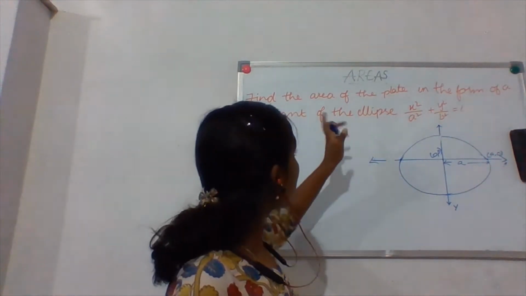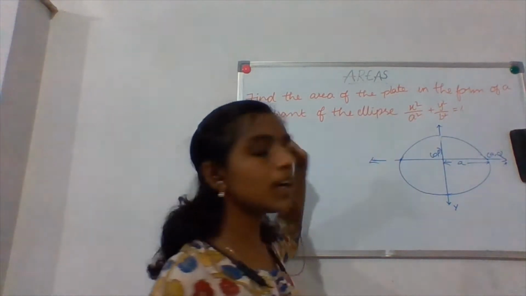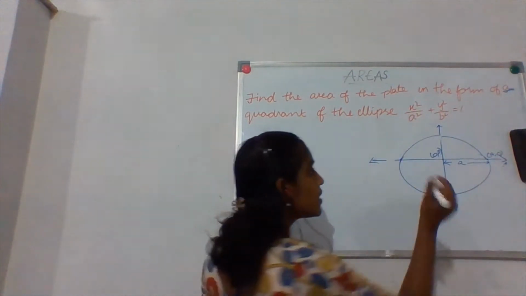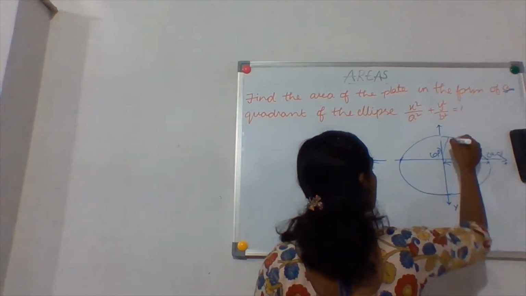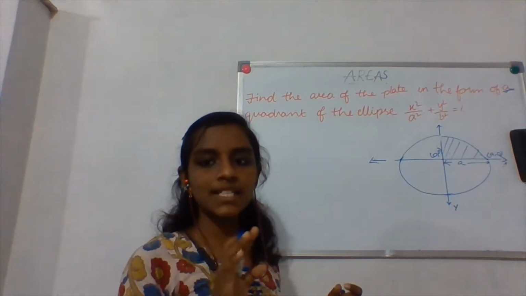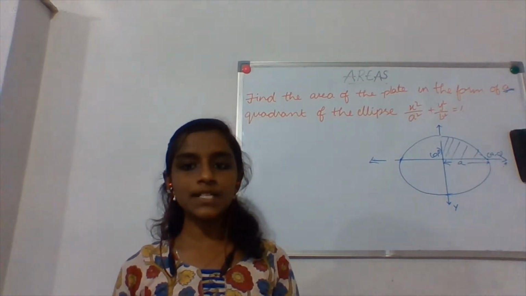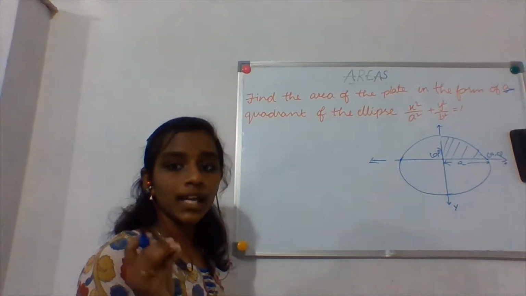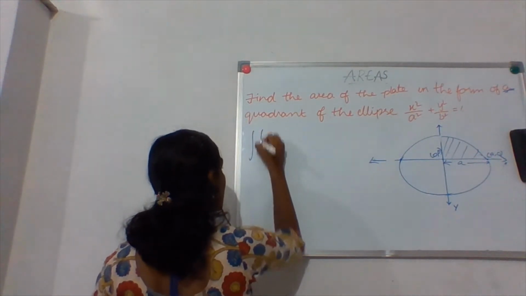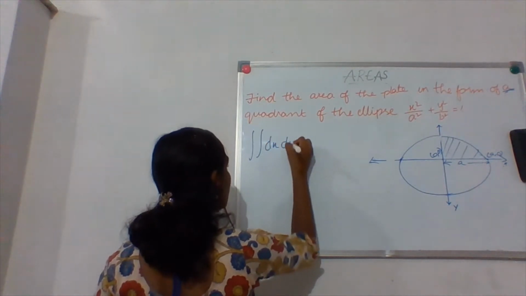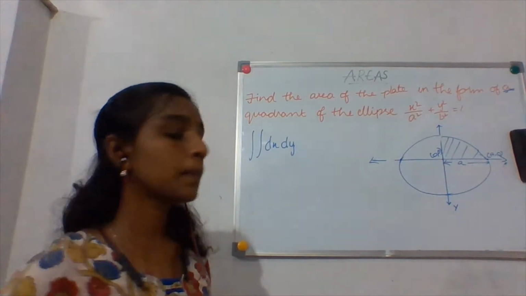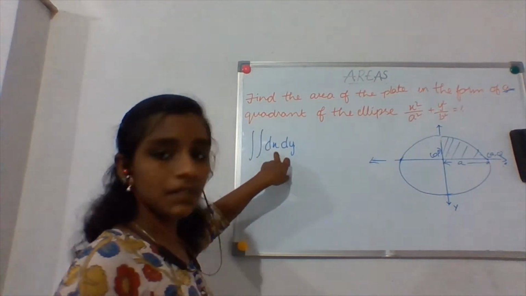Yes. So now he asked you to find the area of the plate in the form of a quadrant, so you need only a single quadrant. I'll find it over here, okay? Now what is the area of any plane surface that you can see from the earlier examples? The area of a plane surface according to double integrals is the double integral of dx dy. You can check the formula. Okay, so it is a double integral of dx dy.